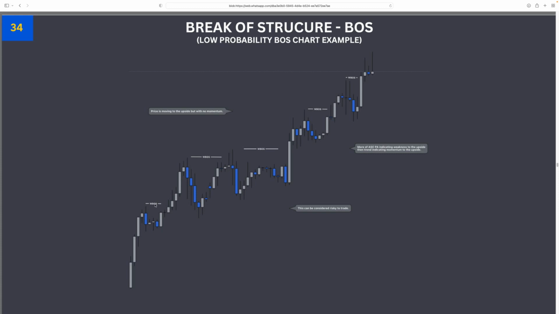So why did I mark it as a weak break of structure here is because we have a lot of wicks. As you guys can see, momentum wise, this was a good momentum, but look at this. Every time that we're breaking the highs, we're leaving a wick. So this is why I wrote that this is also weak break of structure.